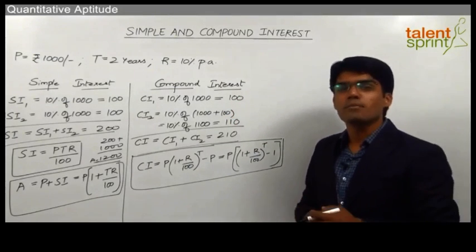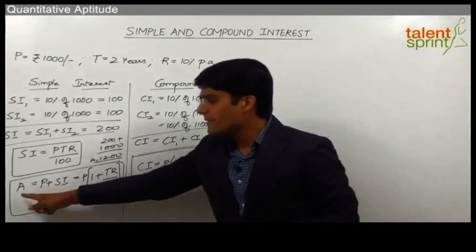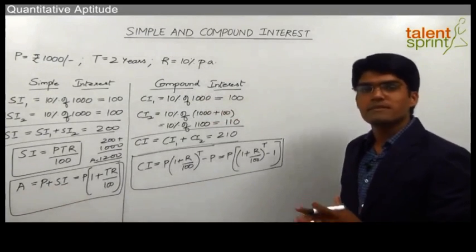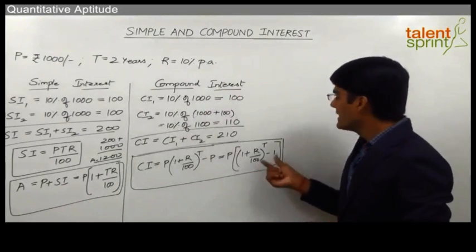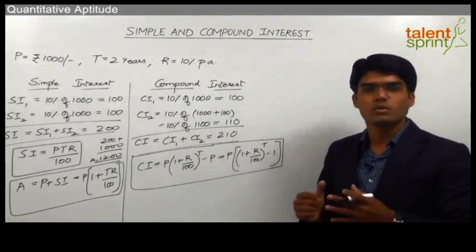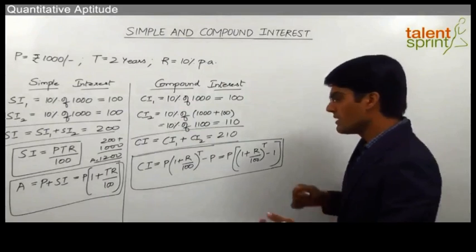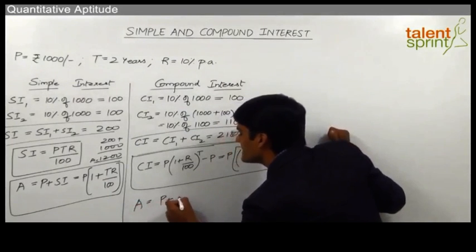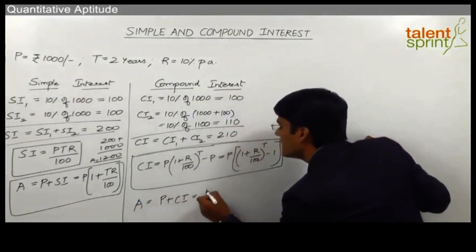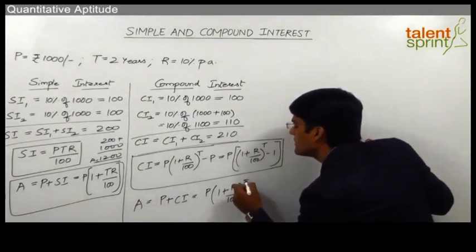Again, in case of compound interest as well, there is something called the total amount, which is denoted by A. The total amount is nothing but principal plus interest. So as you can see here, the principal is 1000 and the interest is 210 rupees. So the total amount will be 1000 plus 210, that is 1210 rupees. So the amount A can be calculated as P plus CI, which is nothing but P into (1 plus R by 100) whole to the power of T.